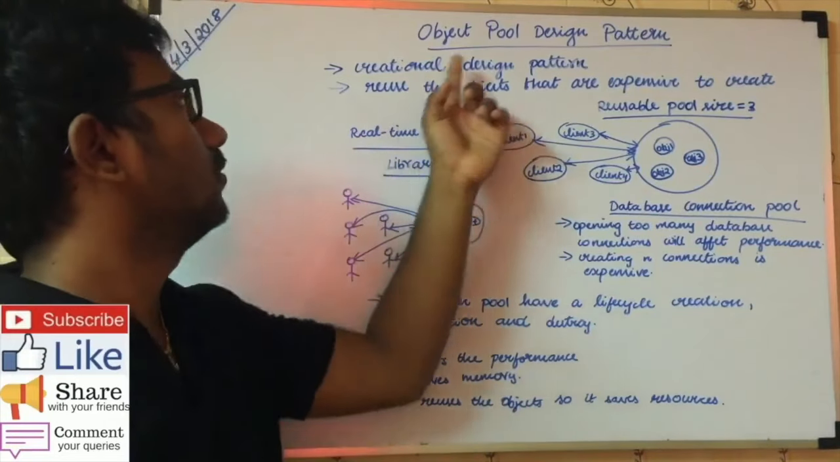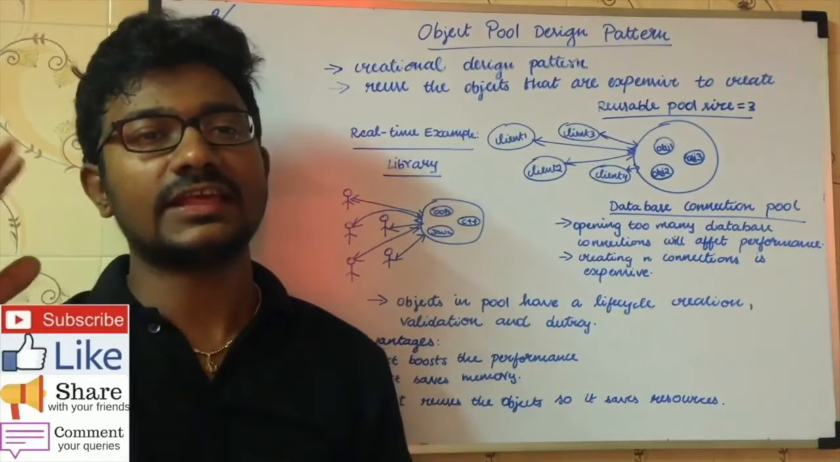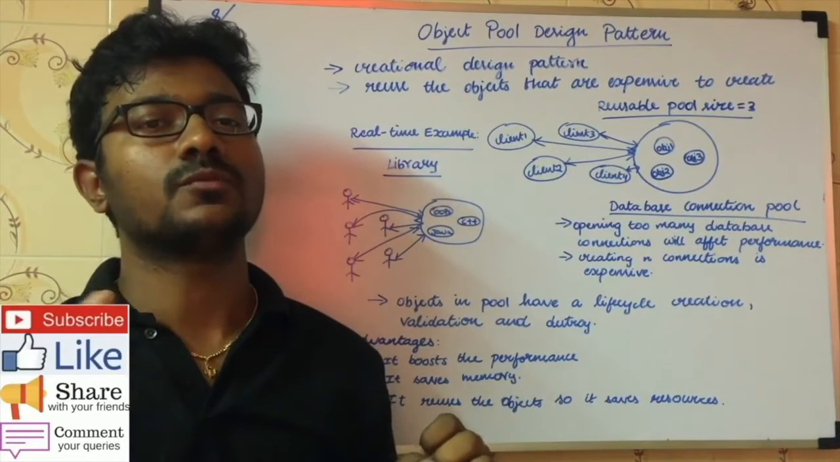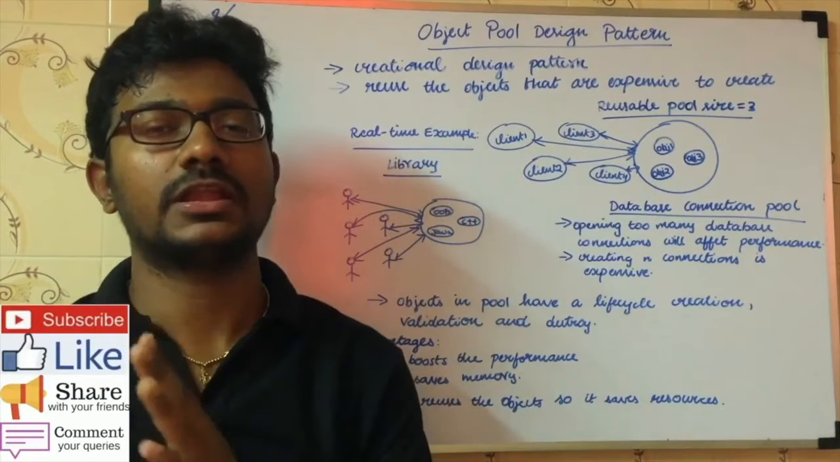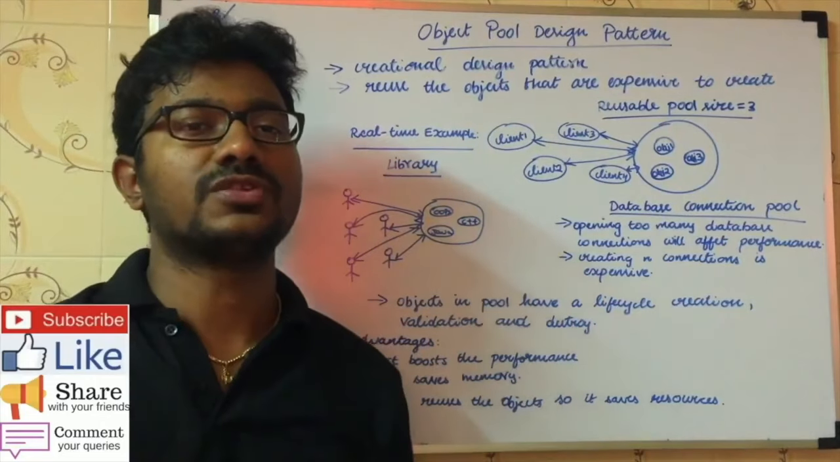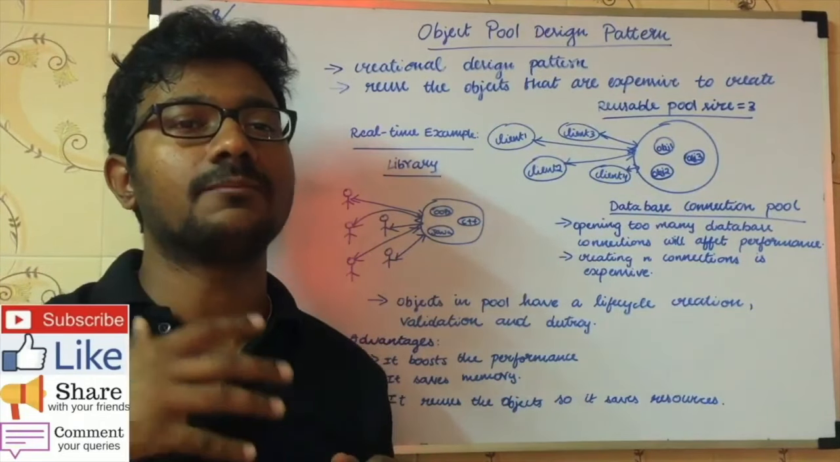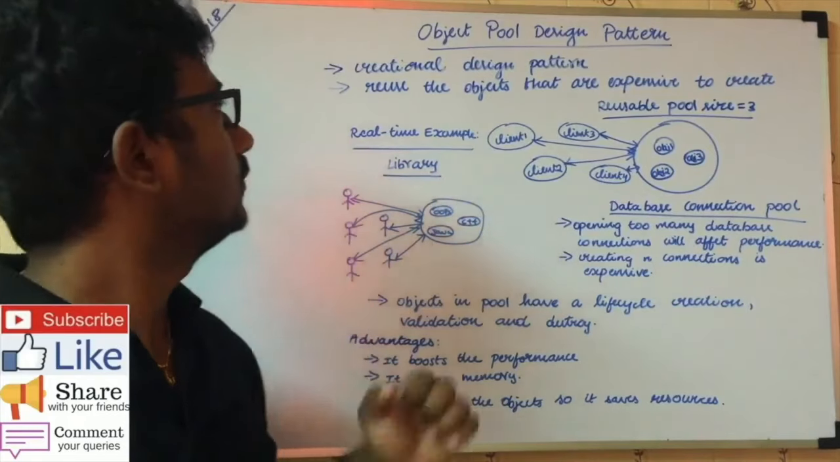So first, what is object pool? So actually pool is a collection of something. If we consider a swimming pool, it's a collection of water where n number of people can swim at a particular time. Similarly, object pool is a collection of objects. So n number of clients can be served by that object pool at a particular moment.